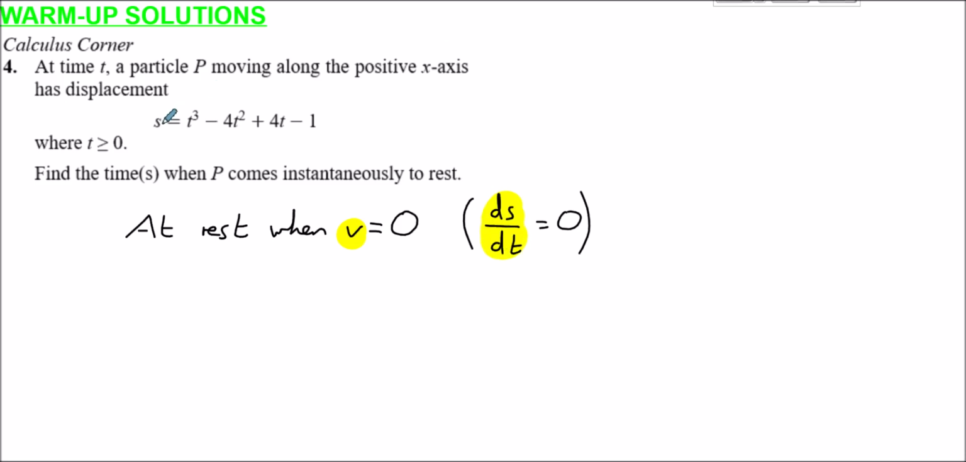So we need to take the derivative of this with respect to t. So differentiate each term one by one. t cubed becomes 3t squared. Minus 4t squared becomes minus 8t. Plus 4t becomes plus 4. And the constant term minus 1 vanishes. So we need to set this equal to 0.